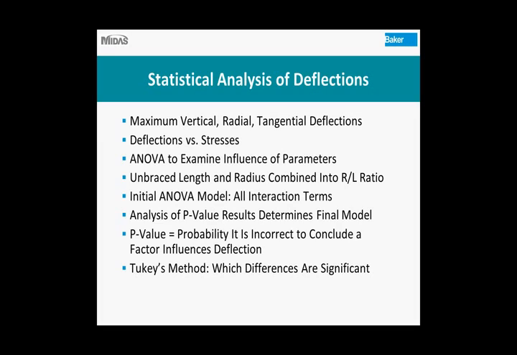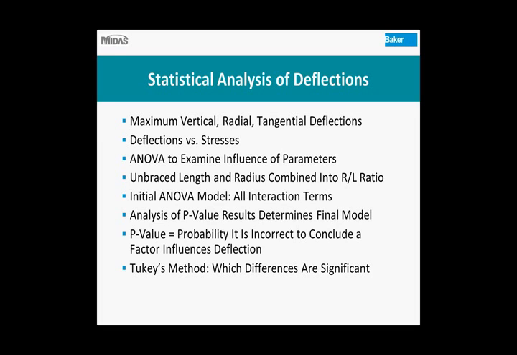So we used an analysis of variance to examine the different influences of the parameters. We used the ANOVA to determine which factors were influencing the deflection response the most. And remember, our parameters were construction method, number of girders, the radius, the unbraced length, and span type.